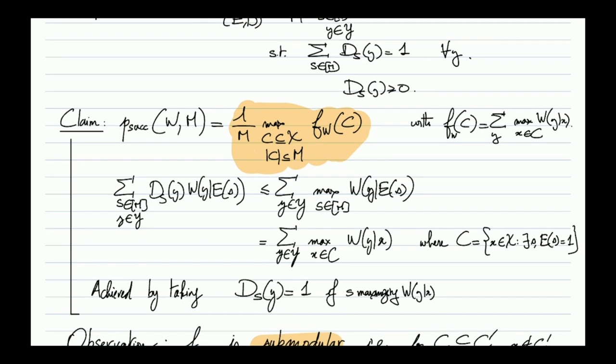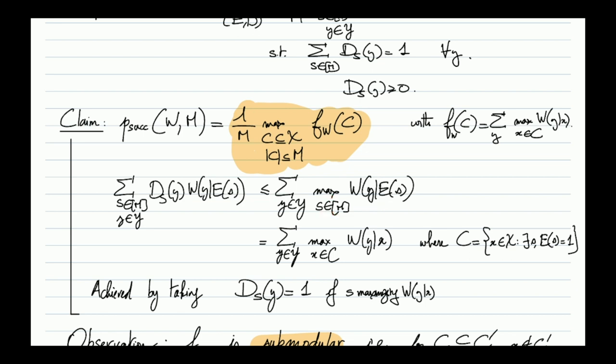I just remember that DS of Y is a probability distribution, right? So I have a convex combination of these terms, and so it's upper bounded by the maximum term. A convex combination is always upper bounded by the maximum. So I just take the maximum over S in M, get this.